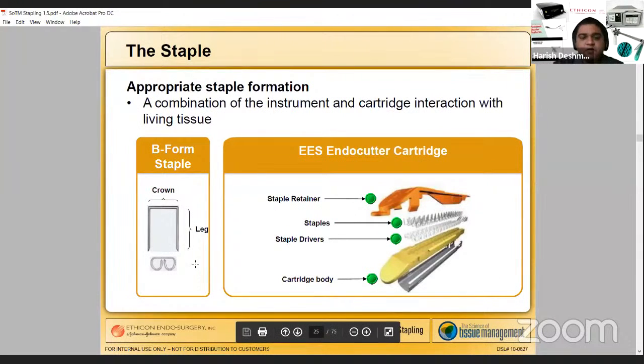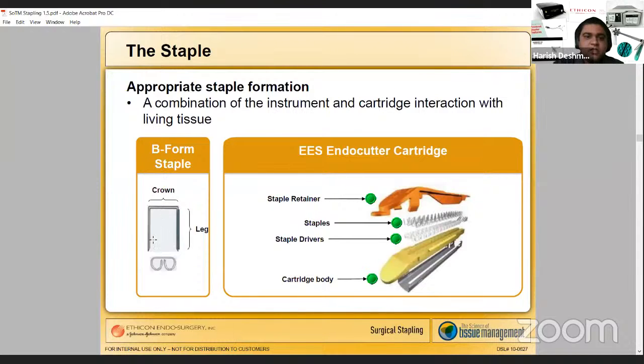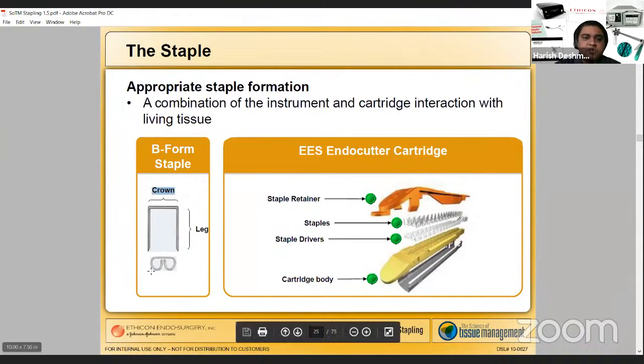This is just the basics of stapling, where the staple is in the open condition. This is what is called the leg. Then we have a crown. A staple, once it is fired, forms a B shape. You can see the B shape here.